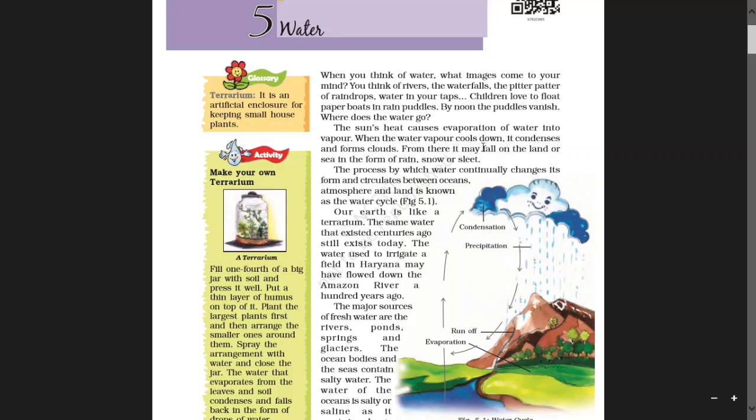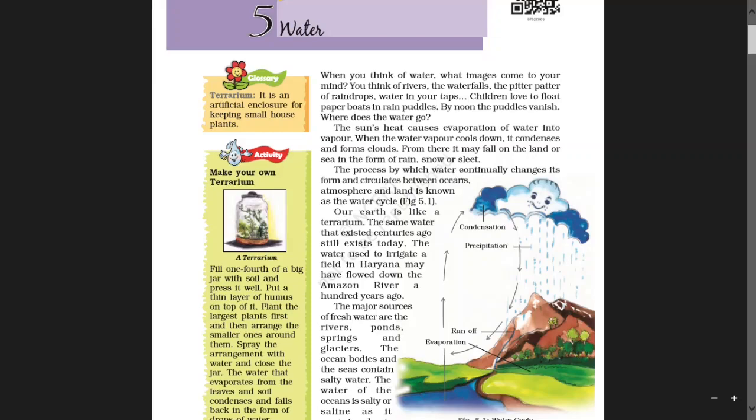From there it may fall on the land or sea in the form of rain, snow or sleet. So from the clouds, okay, it may fall on the land or sea in the form of, say, rain, snow or sleet. Sleet means rain containing some ice.